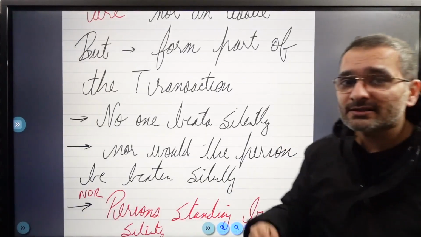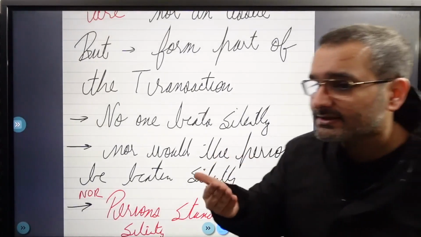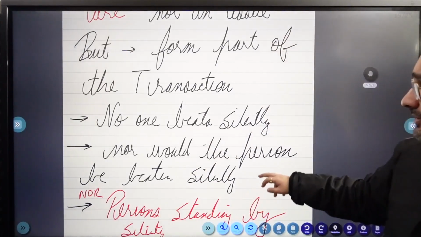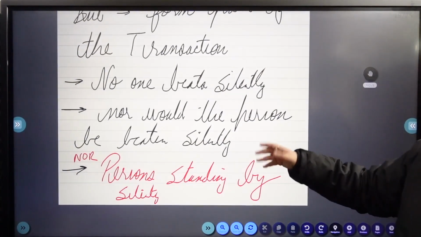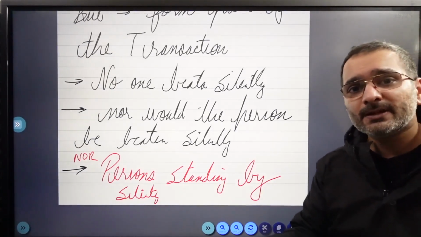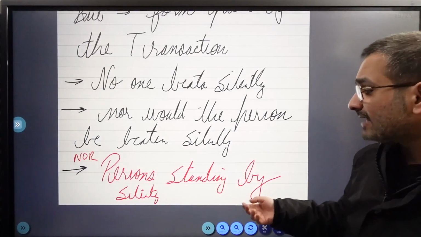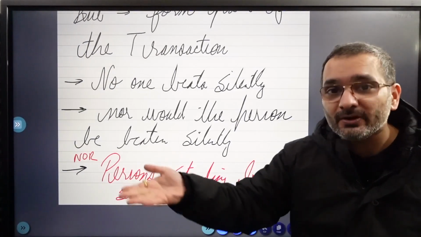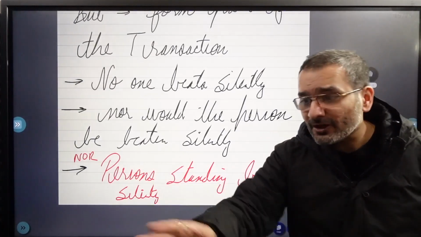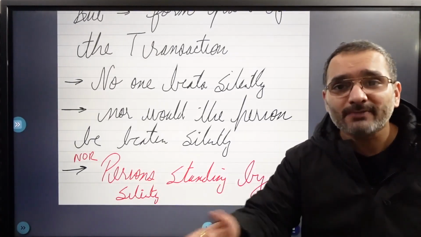So Nandini at or about the time of beating are not an issue, but they form part of the transaction because they are spontaneously being said. They are immediately being said. Correct? So no one beats silently, nor would the person be beaten silently. वो भी कुछ बोल रहा होगा. आदित्य जी क्या बोला था जी आपने? Right? Nor person standing by will be watching silently. अगर कोई witness है साथ में, whether the eye witness है वहाँ पर, तो वो भी अरे रुक जाओ मैडम क्या कर रही हो, अरे अरे प्लीज प्लीज माफ कर दो.